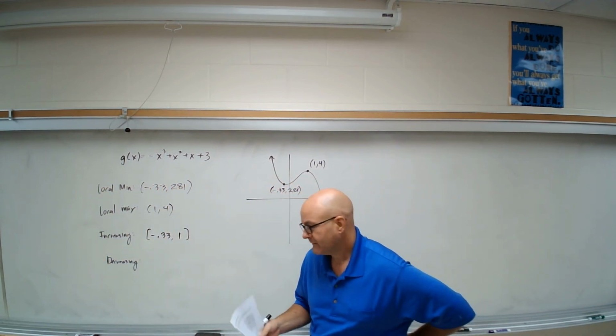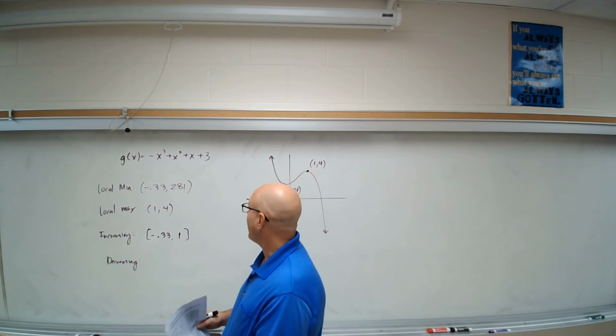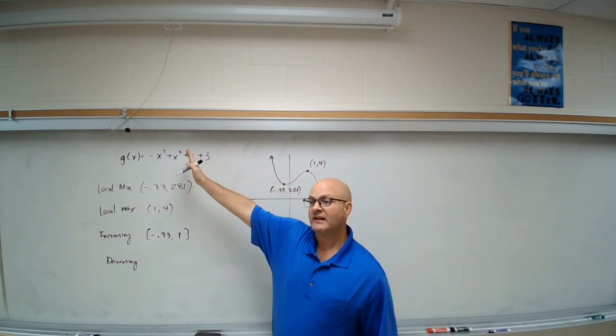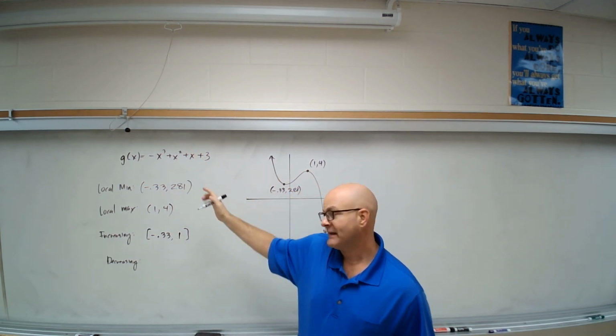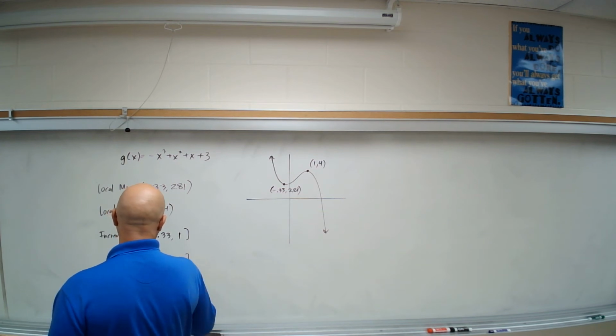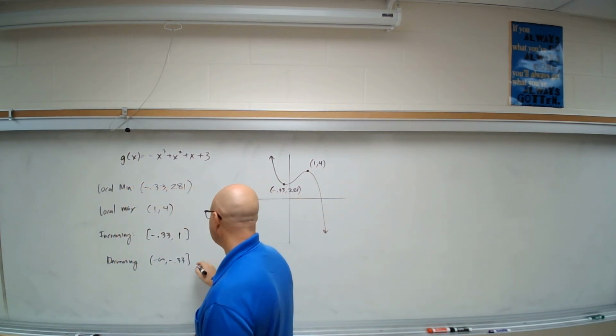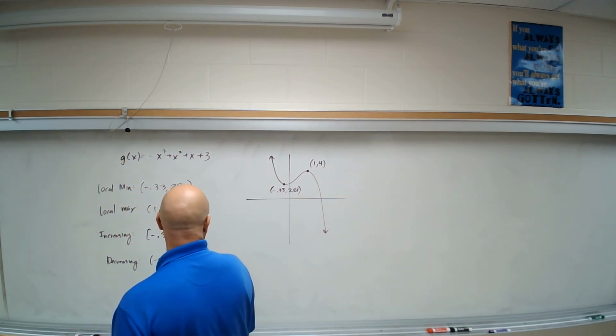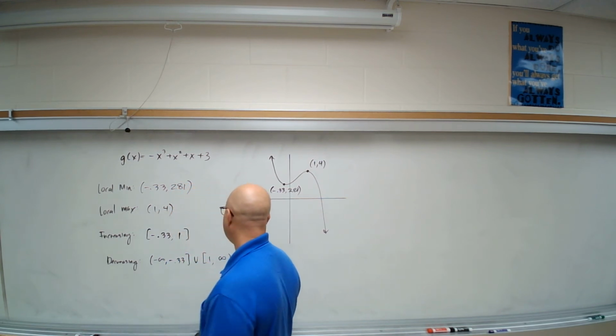True? Yeah. And then decreasing. Now we're going all the way forever to the left, so that's negative infinity. So that's going to get negative infinity with a parenthesis, and then negative 0.33 with a bracket. Union, bracket 1 to infinity with a parenthesis.